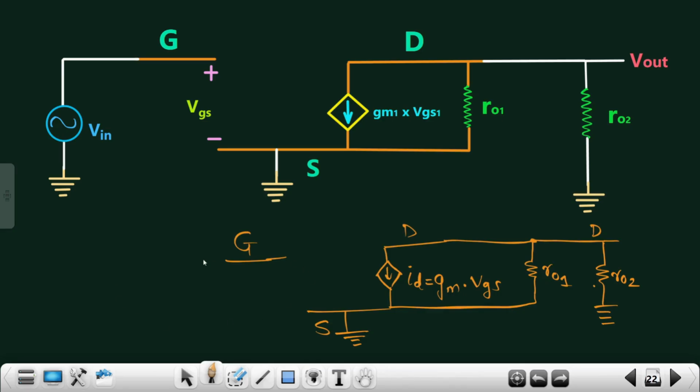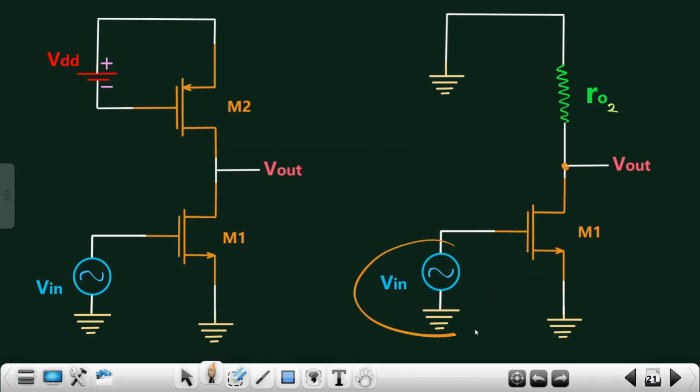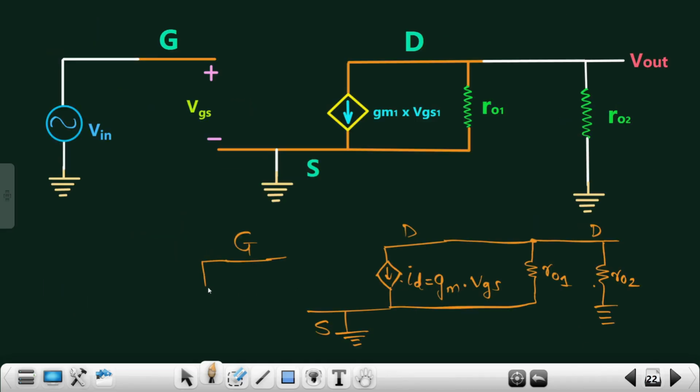So this is how the entire model will look, and obviously we have connected the input voltage to the gate terminal, and the other part of the input voltage is grounded. So this gate terminal is connected to the input voltage and the other part is grounded. So this is how your entire model will look, and that's what I have shown over here.